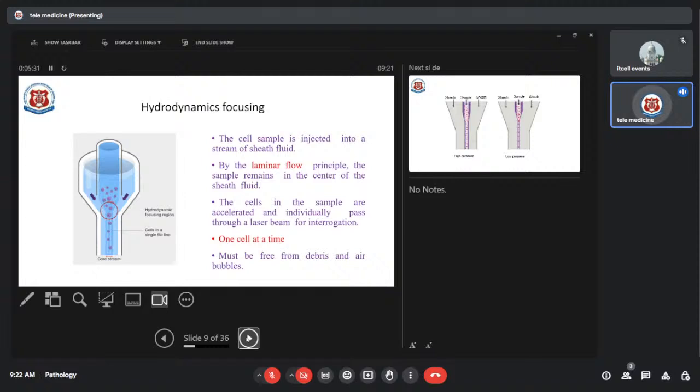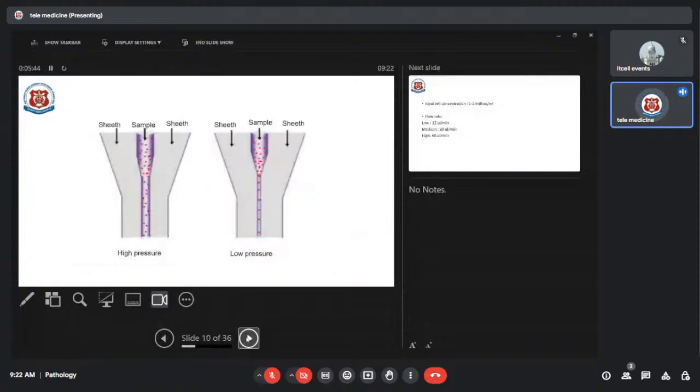Sample should be free from any kind of debris. Any particle will also generate some kind of impulse. So while processing the fluid, you should be very careful that it is debris free.